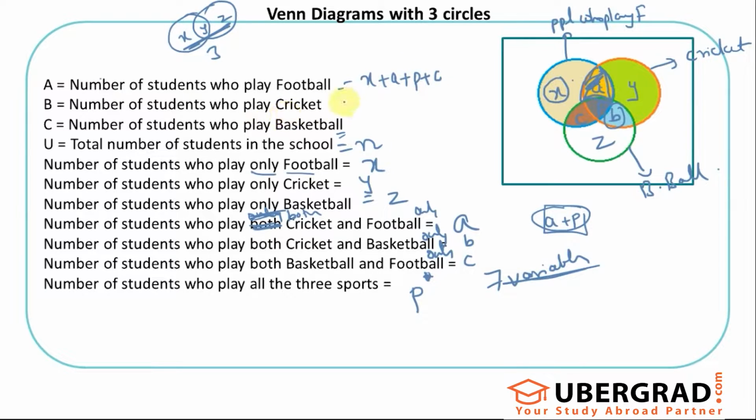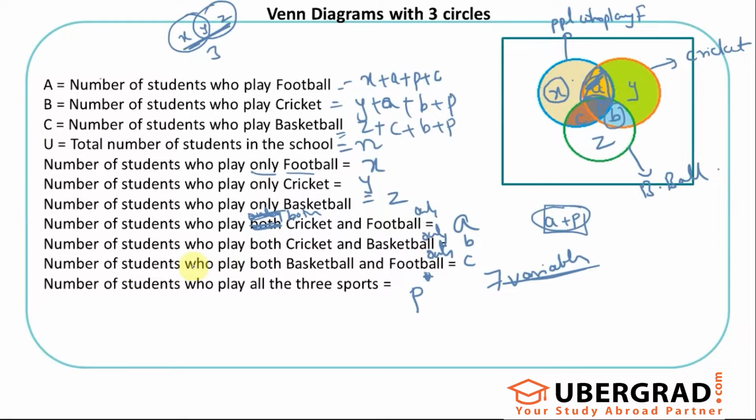The number of students who play cricket would be only cricket, cricket and football only, cricket and basketball only, and all the 3 sports. And this would be Z plus C plus B plus P. That's the number of people who play basketball. That's how you will figure out the answers.